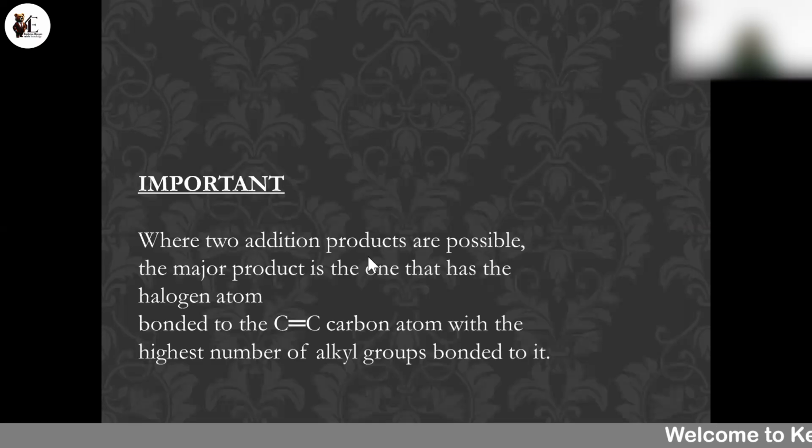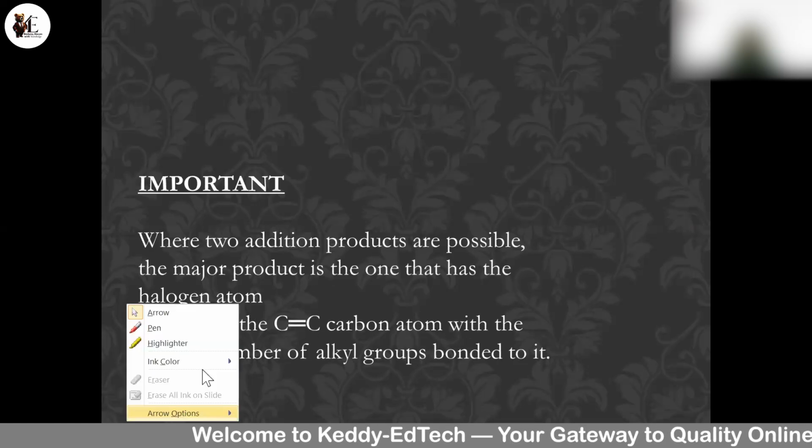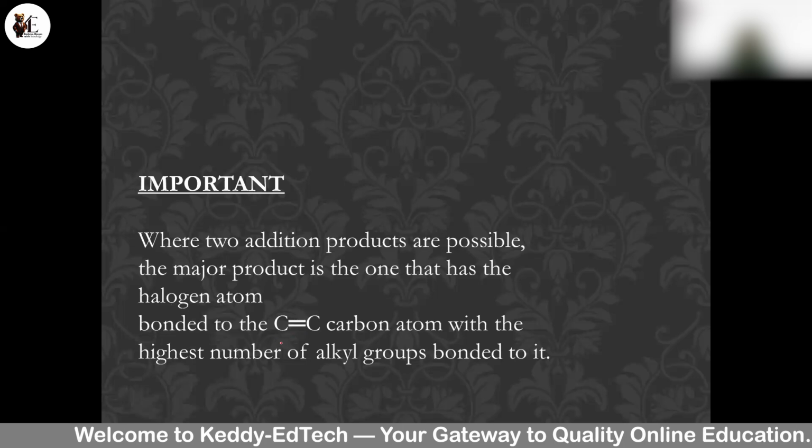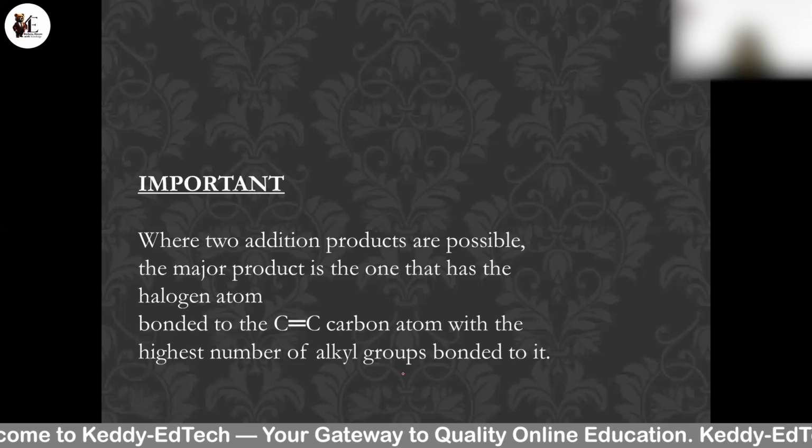Okay. So when two addition products are possible, the major product is the one that has the halogen atom bonded to the C double bond C carbon atom with the highest number of alkyl groups bonded to it. That means which is the most substituted.